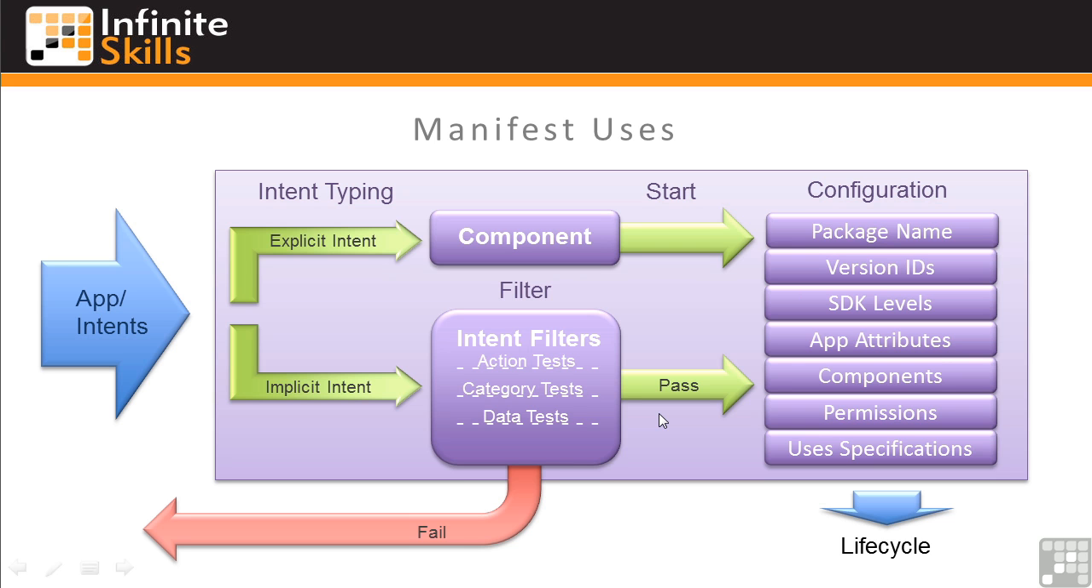For example, if a browser is being started, the user might have the Chrome and Firefox browsers on their device, and they'd be offered the opportunity to choose which one to use, and that browser would begin its life cycle on the device using the configuration supplied by the manifest.